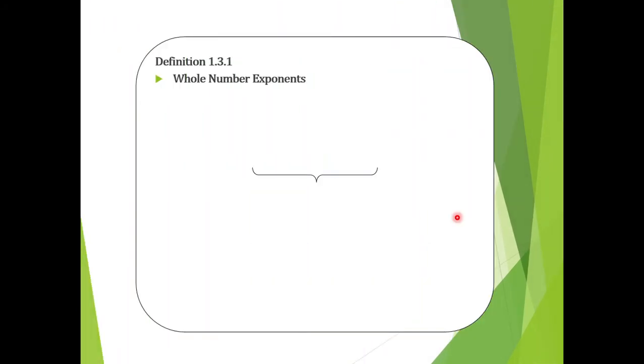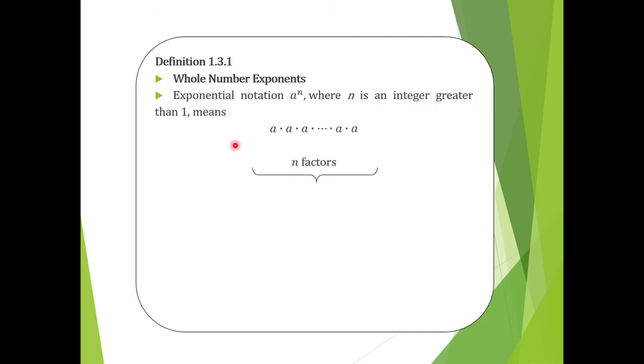Okay. So the whole number exponents. We have the exponential notation, a raised to n, where n is an integer greater than 1, means a times a times a, kumbaga ilan man yung n factors mo. So a raised to 1 means a. Any number that is raised to 1 ay yung mismong sarili din niya. Any number that is raised to 0 means 1, provided na yung a is not equal to 0. Kasi 0 raised to 0, hindi pwede yun, di ba?